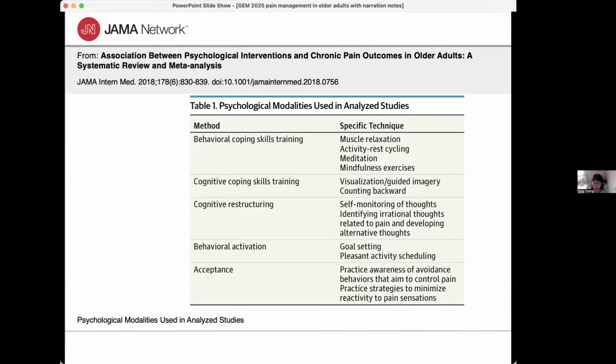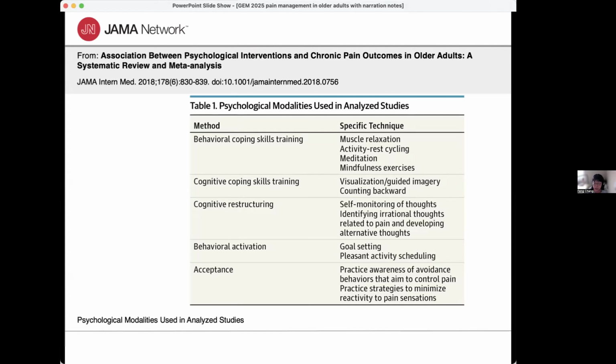This meta-analysis looked at 22 randomized controlled trials with just over 2,500 participants. The mean age was 72 years, so this was in older adults. The mean duration of therapy was 9 weeks, and most people had about 8 sessions to complete their study.